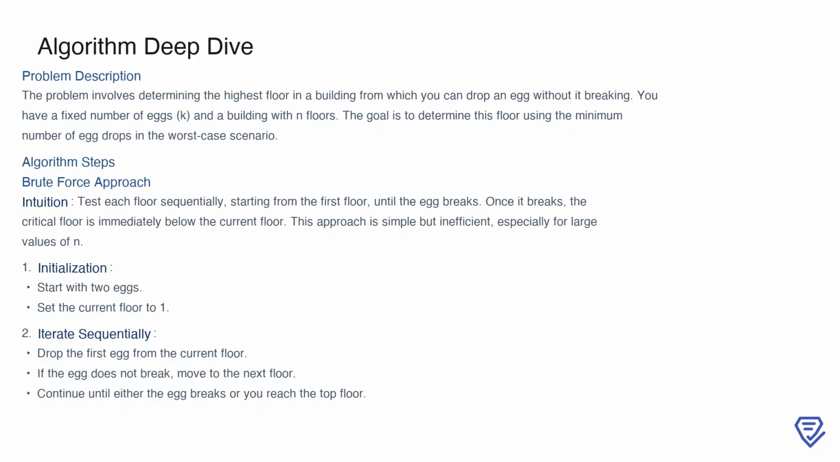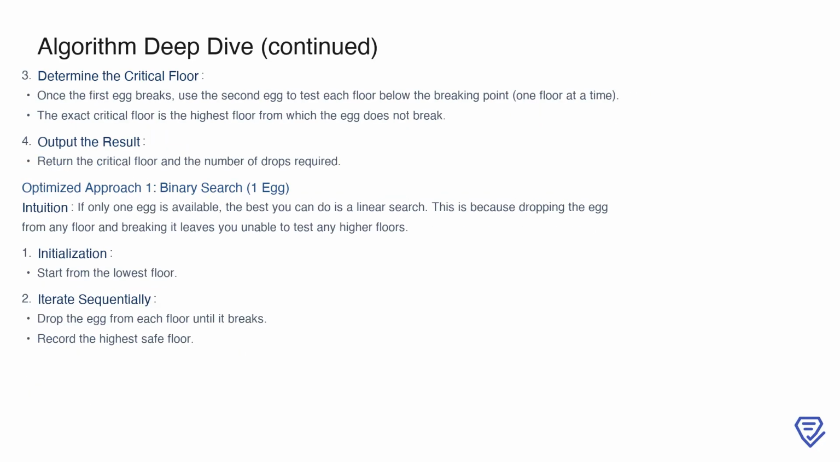To implement this, you initialize the process with 2 eggs and set the current floor to 1. You then proceed step by step, dropping the first egg from each floor, checking if it breaks, and continuing until you either find the critical floor or reach the top of the building. While simple, this approach is highly inefficient, especially for tall buildings with many floors, as it may require a large number of drops in the worst case.